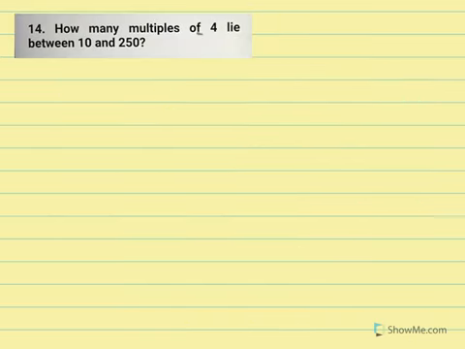How many multiples of 4 lie between 10 and 250? The multiples of 4 means numbers that are divisible by 4. So the first number we'll take, say 10. Is it divisible by 4? No. 11? No. 12? Yes, divisible by 4. So the first term of this AP will be 12. Since it is divisible by 4, the next one will be plus 4, and that will be 16, plus 4, that will be again 20, and we have to see the last number.